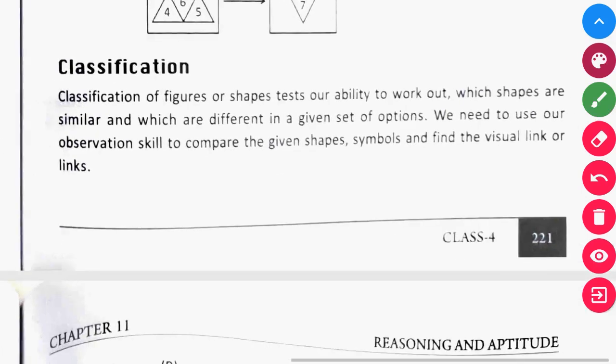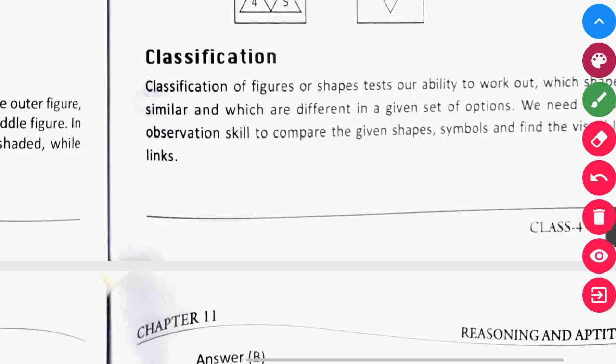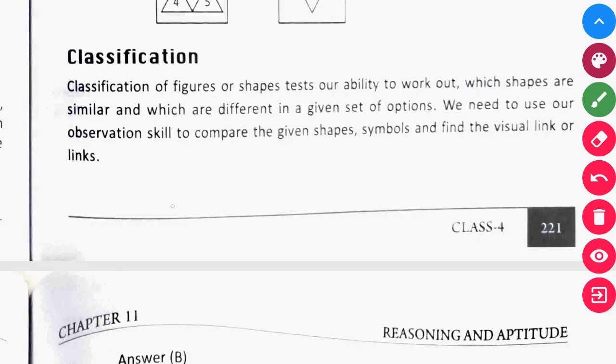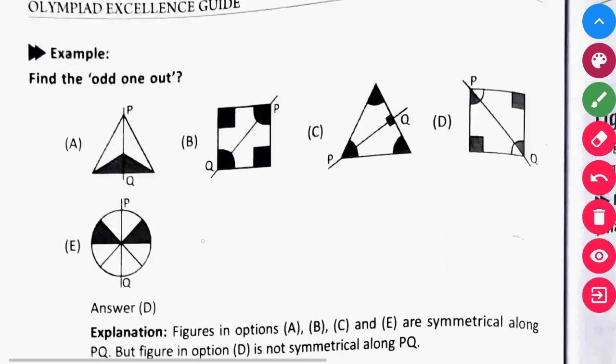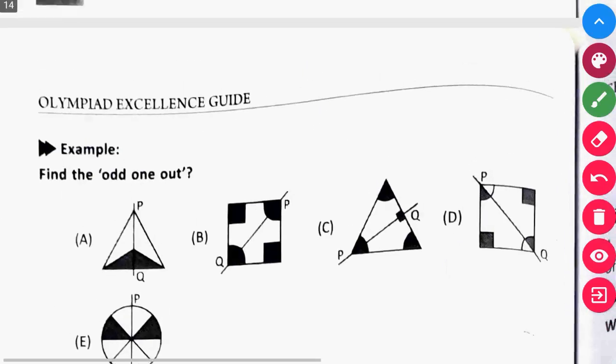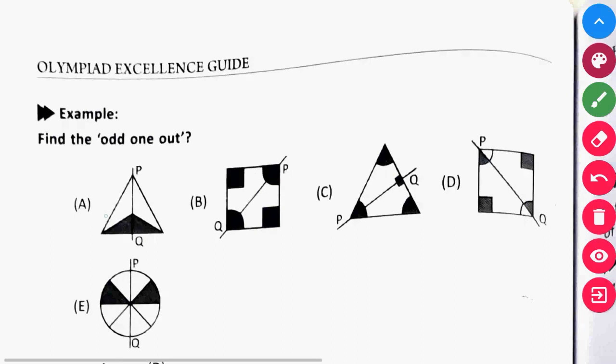Now, classification of figures and shapes tests our ability to work out which shapes are similar and which are different in the given set of options. So now the shapes are given and we have to find the odd one out. Now see, you can see the shapes. What is the common thing in the pattern? Whichever is the shaded portion, it is divided in half. Shaded portion divided in half, shaded portion divided in half.